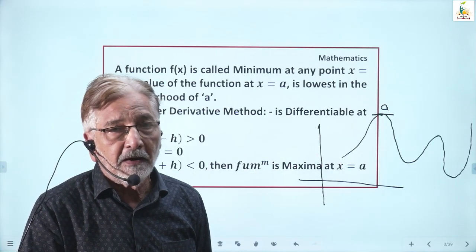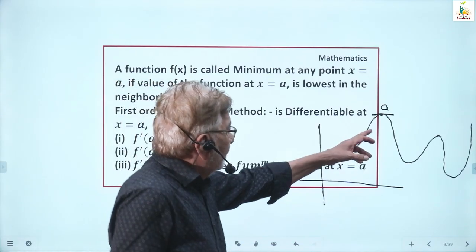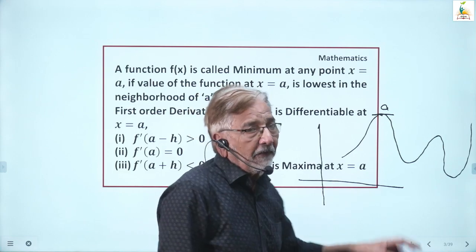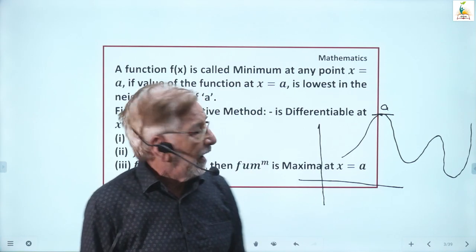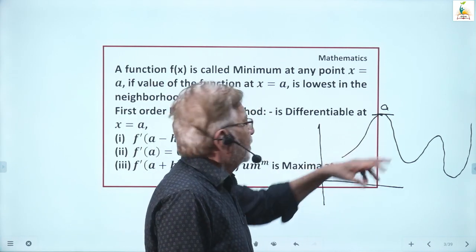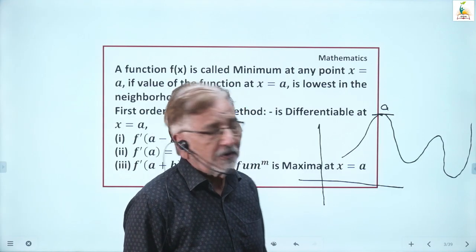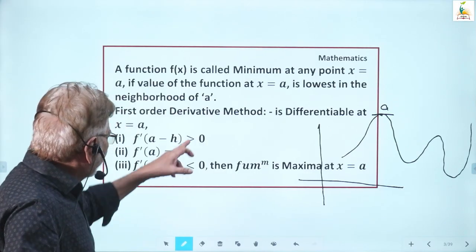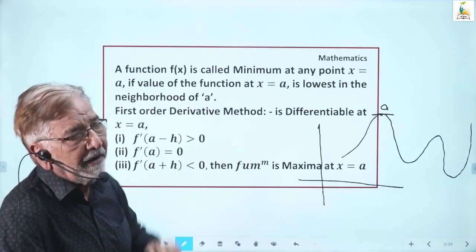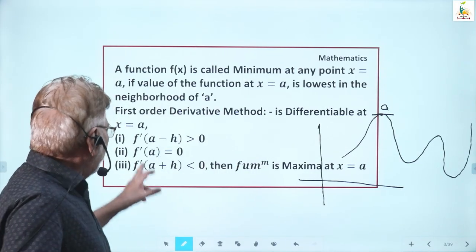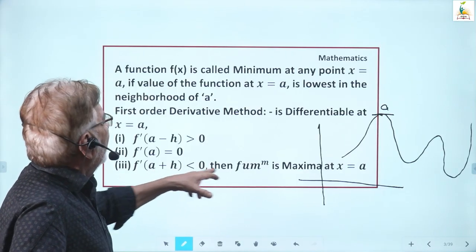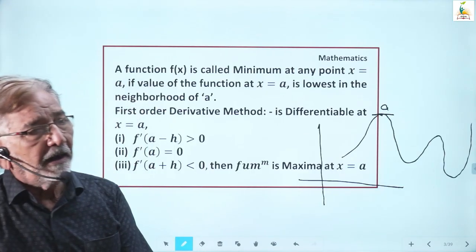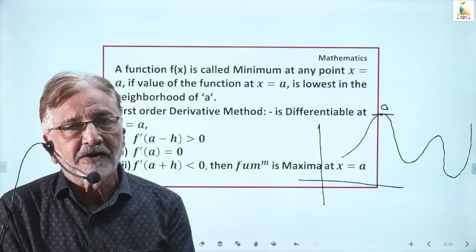And what is the other thing? To the left of a, the function is increasing, and to the right of a, the function is decreasing. So what we can see: f dash (a minus h) is greater than 0, f dash a is equal to 0, and f dash (a plus h) is less than 0. Then we see, the function is maximum at x equal to a.